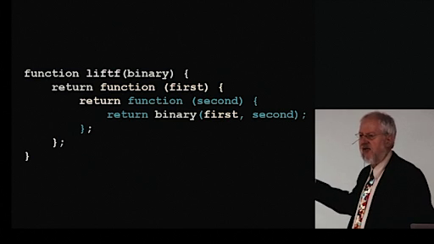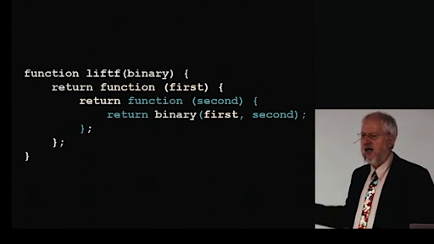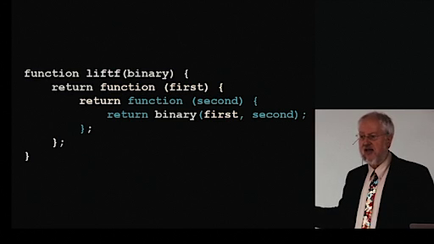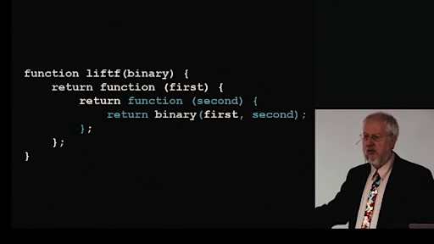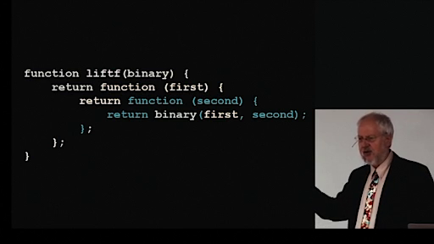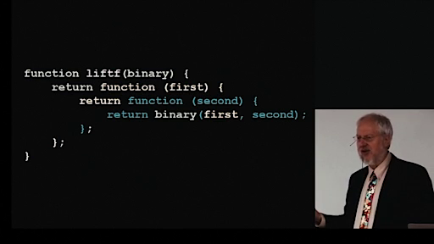This is an example of a higher order function. Higher order functions are functions that receive other functions as parameters and return other functions as results. So we're starting to move down the rabbit hole into a very interesting way of constructing things.